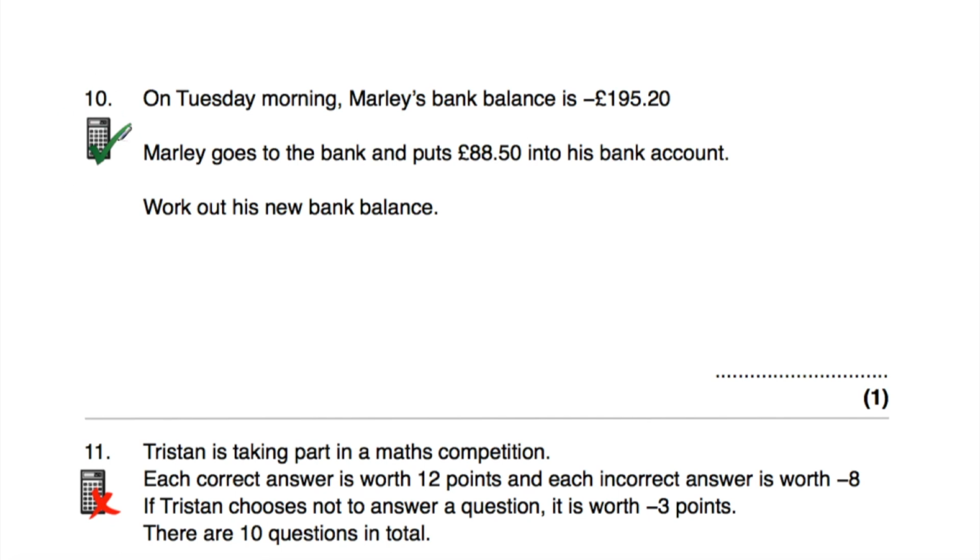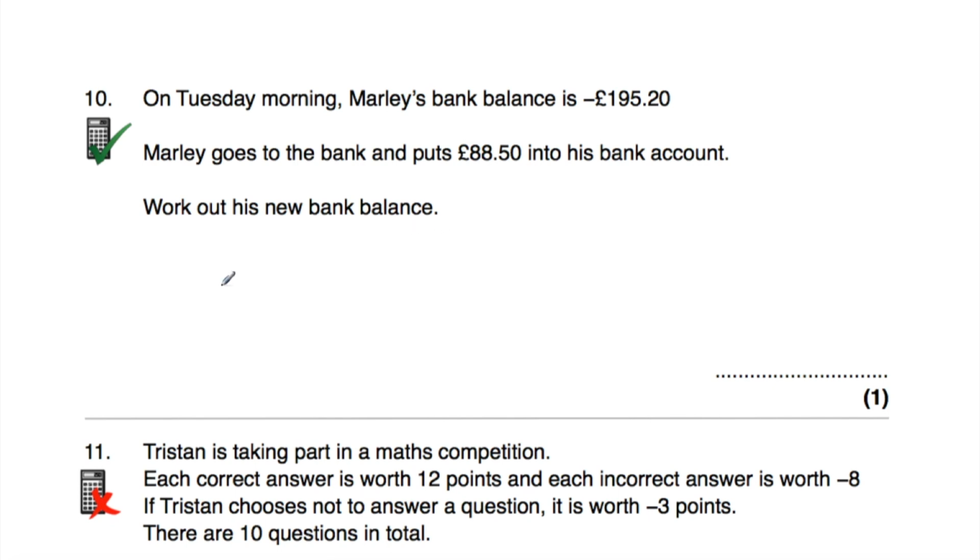So question number 10, it's a calculator question, and we're told, on Tuesday morning, Marley's bank balance is negative £195.20. That means that Marley is overdrawn. He owes the bank money. So it's below zero. He owes the bank £195.20, and it's called an overdraft. He's overdrawn. And Marley goes into the bank and puts £88.50 into his bank account. Work out his new bank balance.